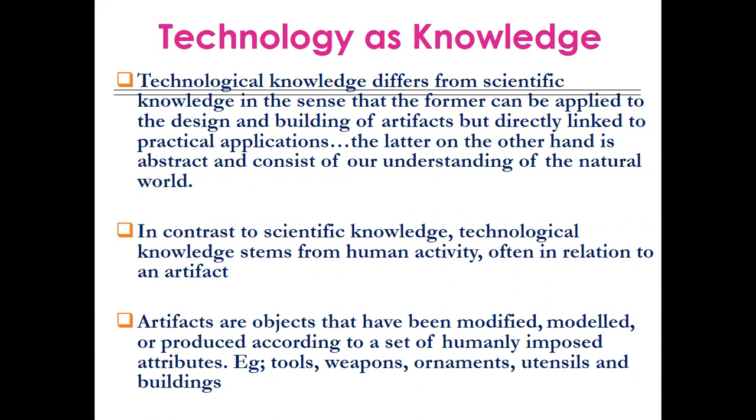So, in technological knowledge, there is an artifact. In scientific knowledge, it's just knowledge, no artifact. That's the difference. So artifacts are objects that have been modified, modeled, or produced according to a set of humanly imposed attributes. Examples: tools, weapons, ornaments, utensils, and buildings. You realize that all these are things that humans have designed to make their lives easier. We have gone from living in caves to designing and building complex buildings to live in and to achieve all sorts of results. So that's what we're talking about.